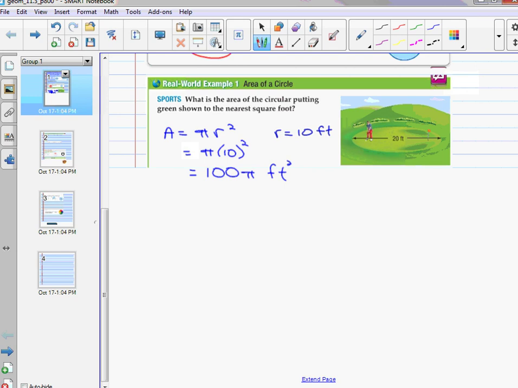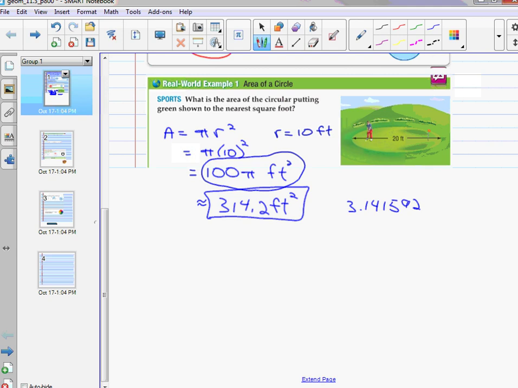Just like we have the square root of 2, that's the exact value. So if they ask for an exact value, there is our answer. If we want an approximate value to one decimal place, pi is 3.14, right? So if I multiply it by 100, 314.2 feet squared, rounded to the nearest 10, 314 feet squared.